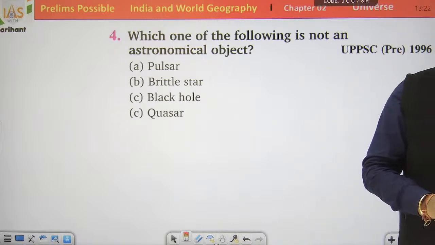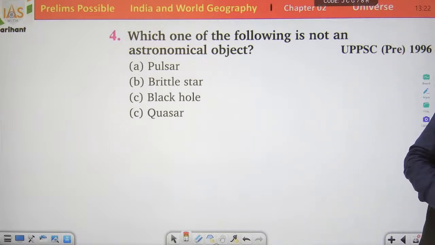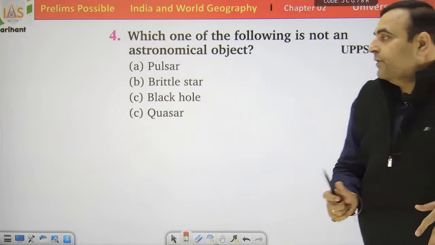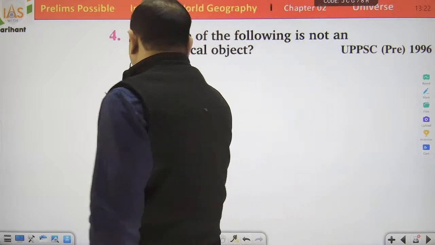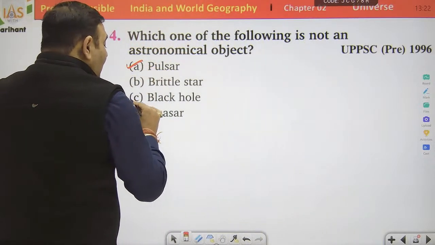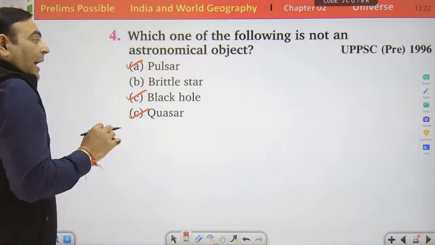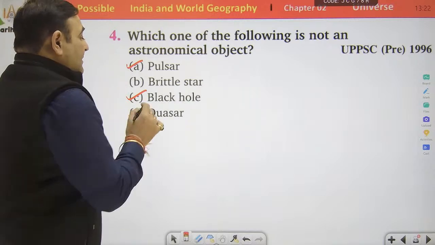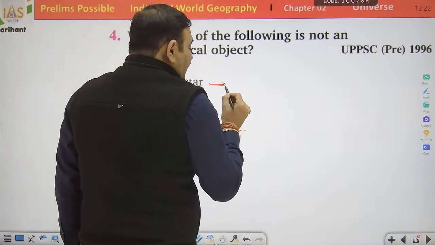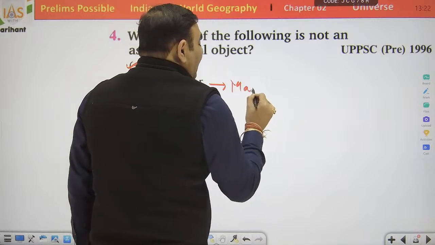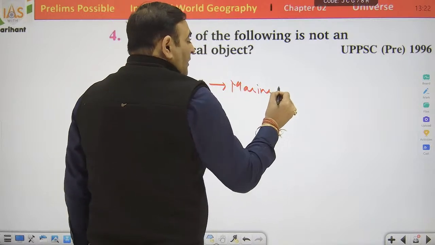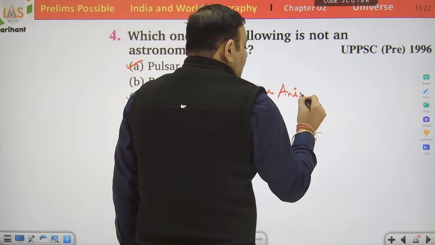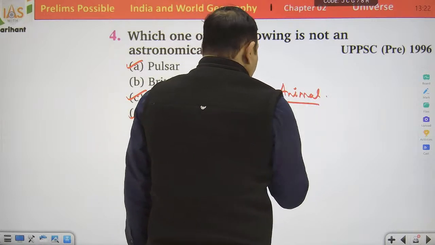Which of the following is not an astronomical object? Pulsar, brittle star, black hole, or quasar. Pulsar, black hole and the quasar are astronomical objects, whereas the brittle star is a marine object, a marine animal. Clear?